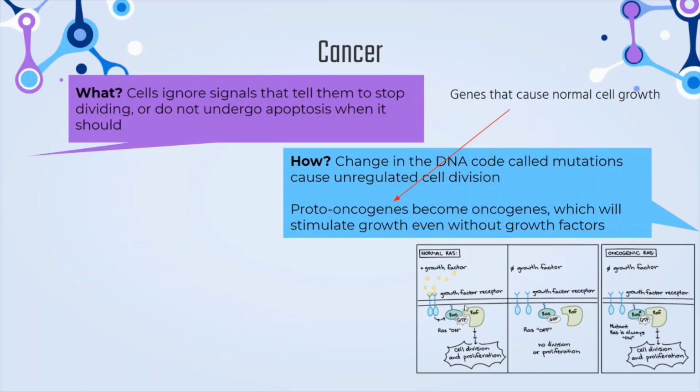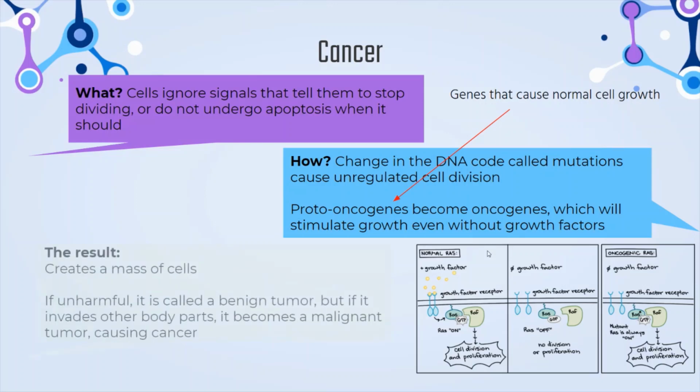And proto-oncogenes are genes that cause normal cell growth, and once they become oncogenes, they will become cells capable of dividing too fast. The result of this is that a massive cell will build up on a certain part of the body. If this is unharmful, it is called a benign tumor, but if it invades other body parts and becomes deadly, it becomes a malignant tumor and causes cancer.